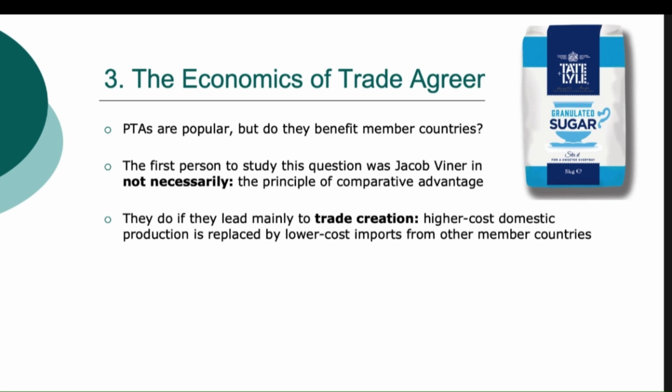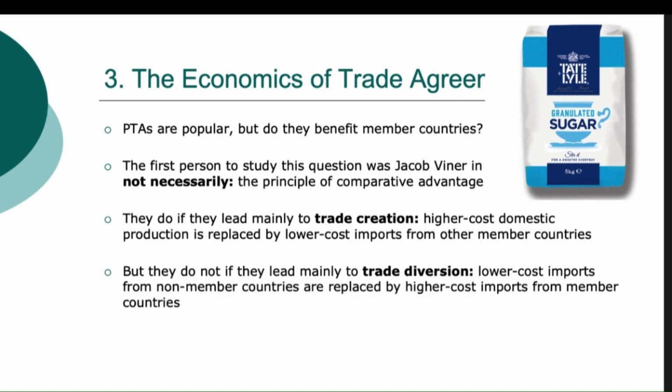However, there's another possibility, and that is what's called trade diversion. If we sign a trade agreement with Australia, there's a chance that we might end up importing more sugar from Australia, but only at the expense of importing less from other countries like Brazil. So if we simply end up importing more sugar from Australia and less from Brazil, that's an example of trade diversion. And that generally is harmful to a country. Your lower cost imports from non-member countries, like sugar from Brazil, are being replaced by higher cost imports from a member country like Australia.